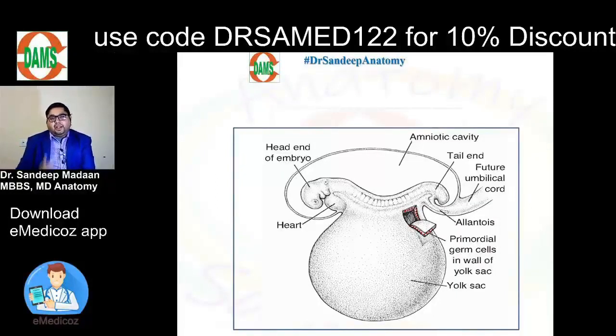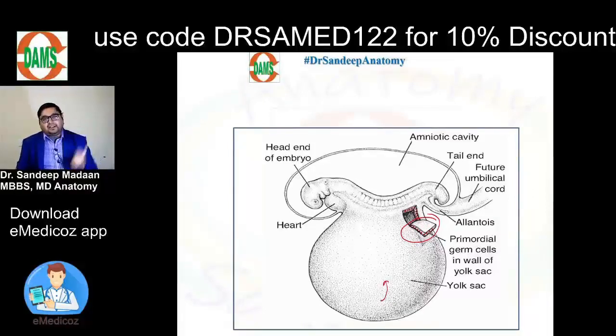On their way, first they will reach the wall of the yolk sac. So in the third week, this is the yolk sac, and when you look at the wall of the yolk sac, you can see the red dots. These dots are nothing but the primordial germ cells, right? Now, why is this important? Because in the third week, whenever we take a section in the wall of the yolk sac, we always see primordial germ cells.